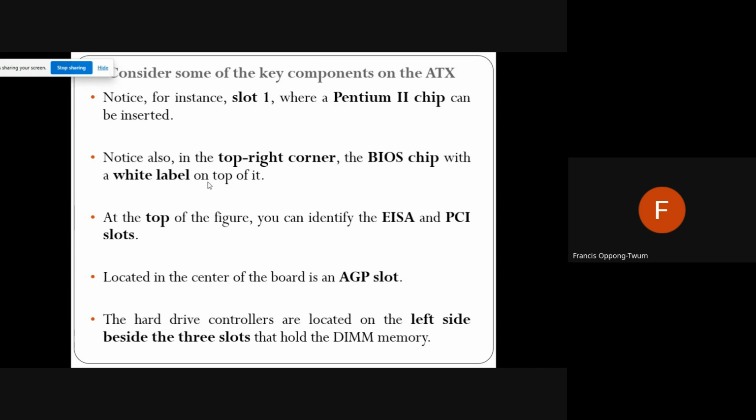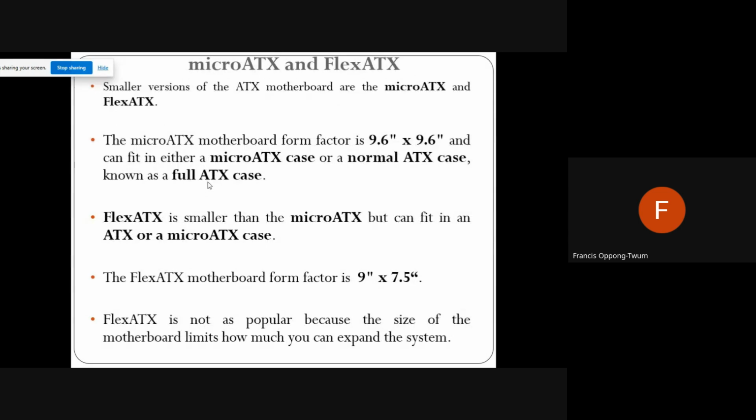Pentium 2, we have moved from the Pentium era. Then you also notice on the top right corner where the flash chip with the white label on top of it is also located. And at the top of the figure, you can also identify the ISA and the PCI slots and so on and so forth. Then we also have what we call the micro ATX and the plus ATX.